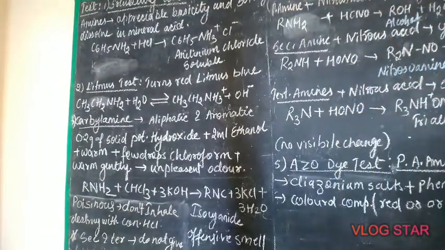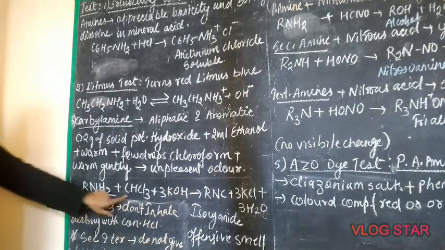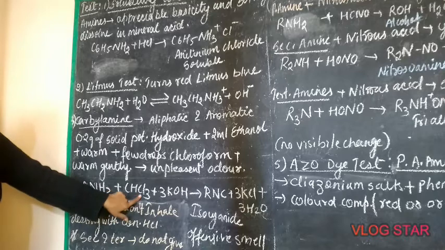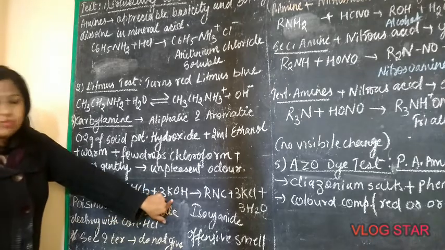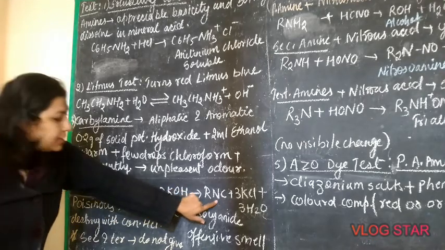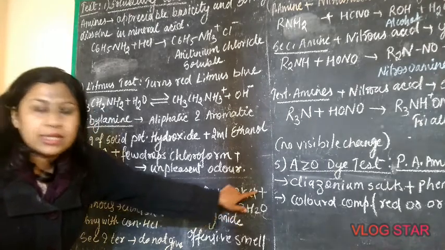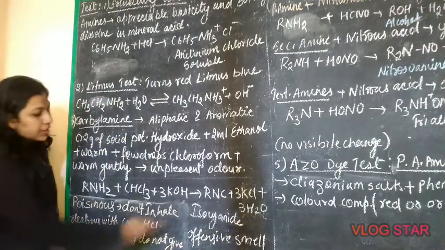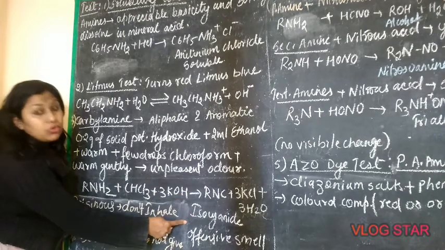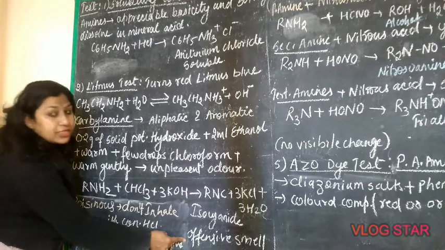Now we'll see the reaction for this. The reaction for this is RNH2, your amine, plus CHCl3, this is chloroform, plus 3KOH, this is potassium hydroxide, gives RNC plus 3KCl plus 3H2O. Children, this RNC is isocyanide, which has an offensive smell.